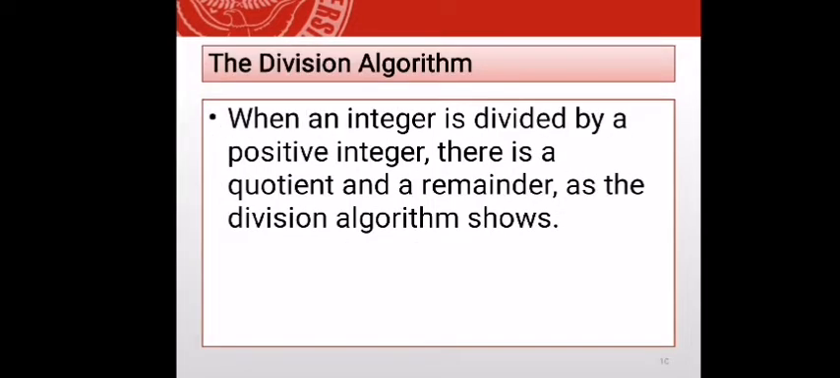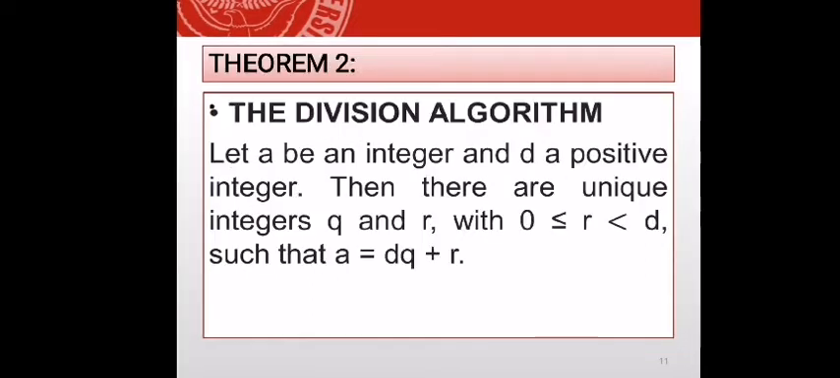So what is the division algorithm? The division algorithm is when an integer is divided by a positive integer, there is a quotient and a remainder, as the division algorithm shows. Theorem number 2, the division algorithm. Let a be an integer and d a positive integer. Then there are unique integers q and r with 0 less than or equal to r less than d, such that a equals dq plus r.